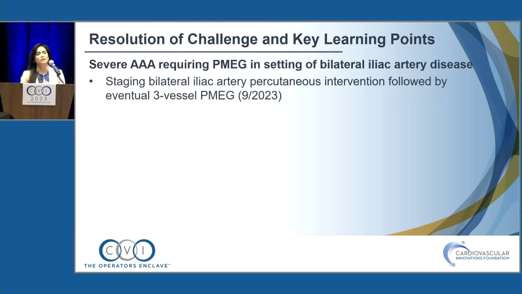So the resolution of our challenge of a severely calcified AAA, but needing a PMEG in the setting of severe bilateral iliac artery disease, was to stage the bilateral iliac artery percutaneous intervention first, followed by eventual 3-vessel PMEG. She was actually supposed to have that PMEG this week and I was hoping to scrub into it, but she rescheduled to September of this year.